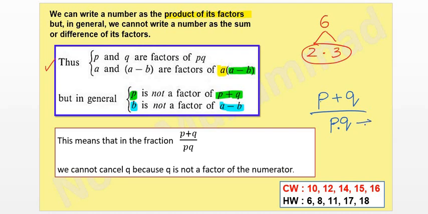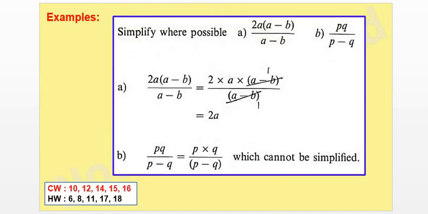In the denominator, we have two factors and the expression is PQ. In the numerator, we have the expression P plus Q. But in the numerator, neither P nor Q are factors of this expression. So we cannot cancel this P with this P. Please keep these points in your mind because these are going to help us to solve the questions of the exercise. Let's discuss some examples now.